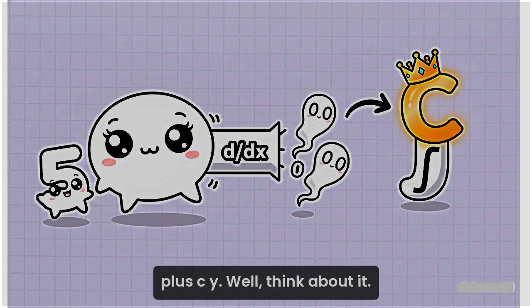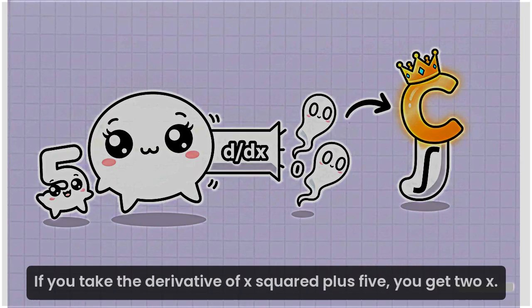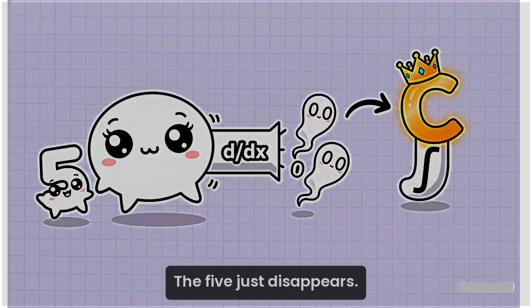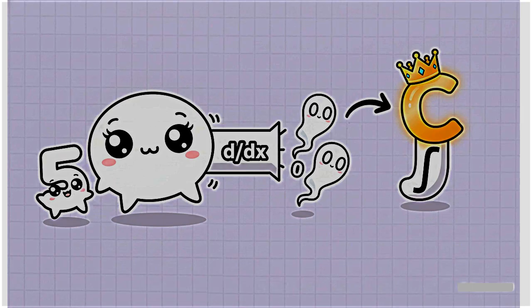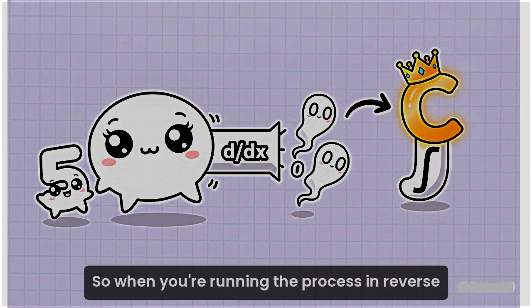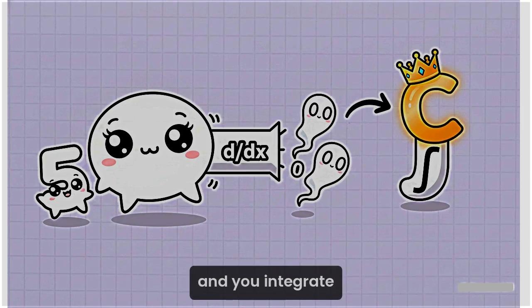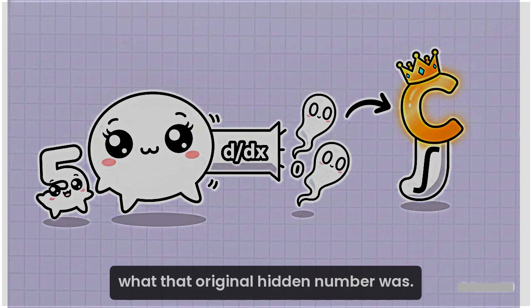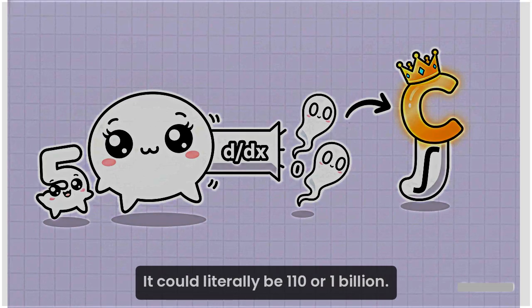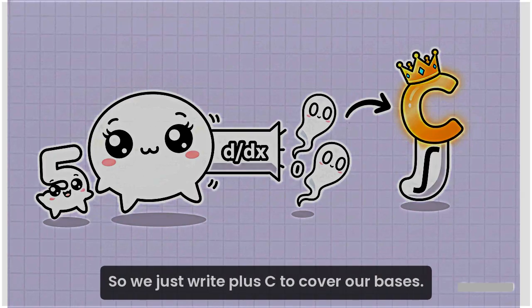Why? Well, think about it. If you take the derivative of x squared plus 5, you get 2x. The 5 just disappears. If you take the derivative of x squared plus a million, you still just get 2x. So when you're running the process in reverse and you integrate 2x, you know the main part is x squared. But you have no earthly idea what that original hidden number was. It could literally be 1, 10, or a billion. So we just write plus C to cover our bases.